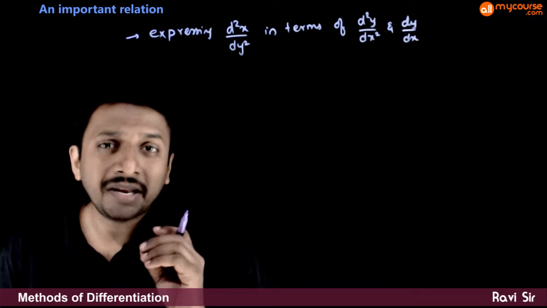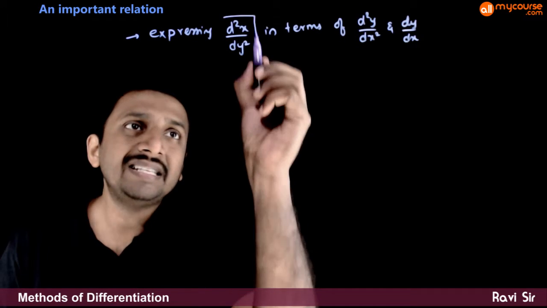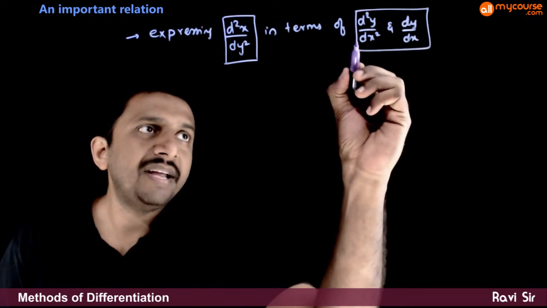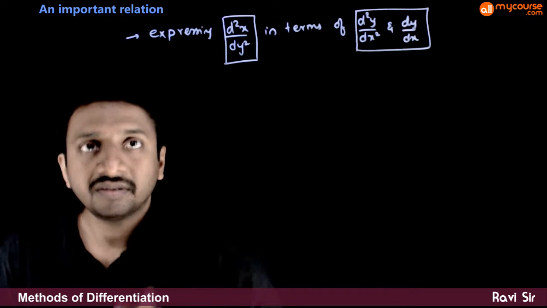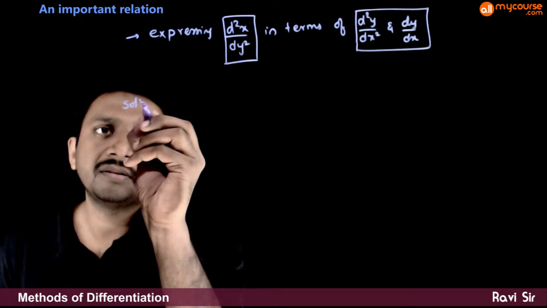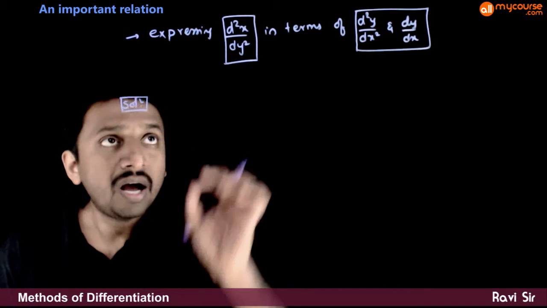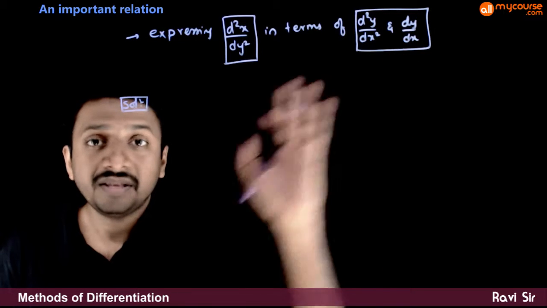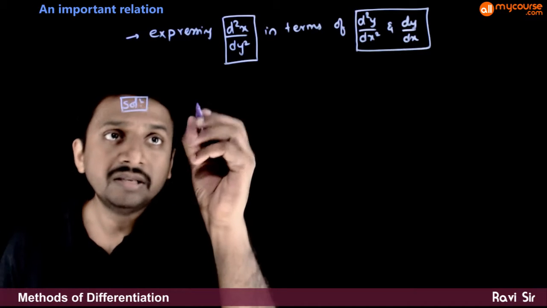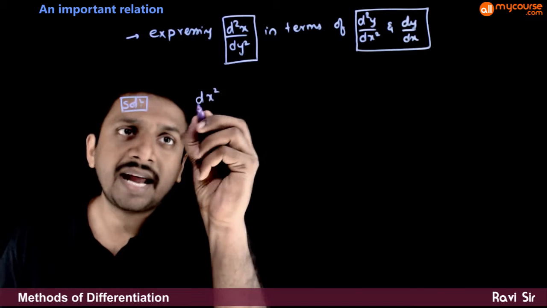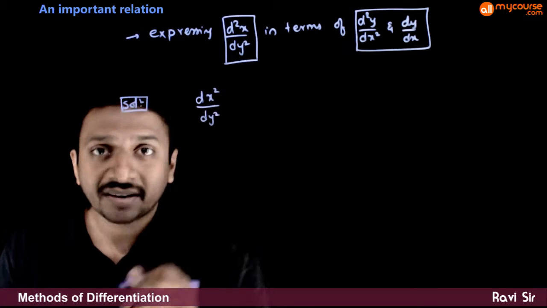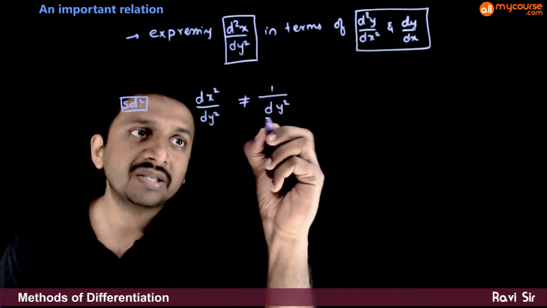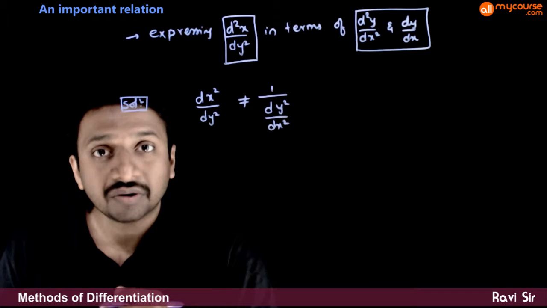Now, let us look at an important relation between d²x/dy², d²y/dx² and dy/dx. So, how can we express d²x/dy² in terms of these two expressions? As you can understand, d²x/dy² is not exactly equal to 1 by d²y/dx². So, this does not work.